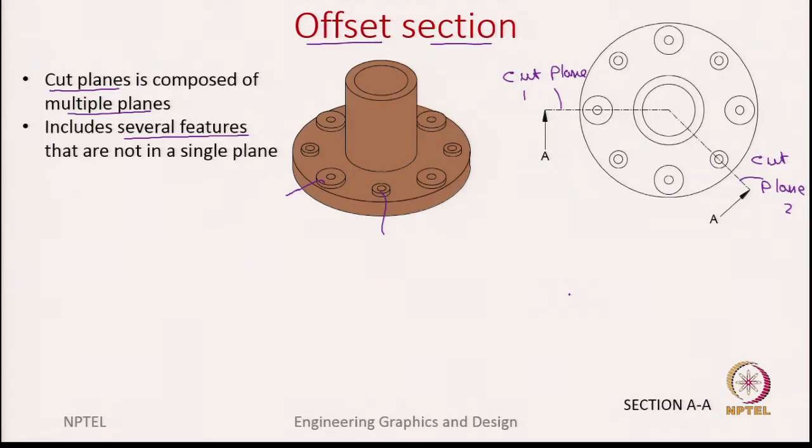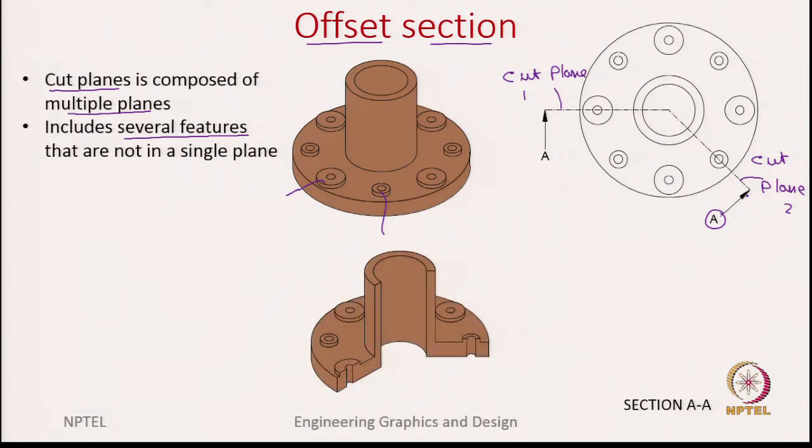Now, let us see how we draw the section view. One thing to note before we look at the section view is the viewing direction. So, as you can see, these directions are perpendicular to the cut plane. So, in both the cut planes, this arrow is perpendicular to the cut plane 1 and this arrow is perpendicular to the cut plane 2. In both instances, we are looking perpendicular to the view. So, this is the object after the cut, where we have these two features to be shown.